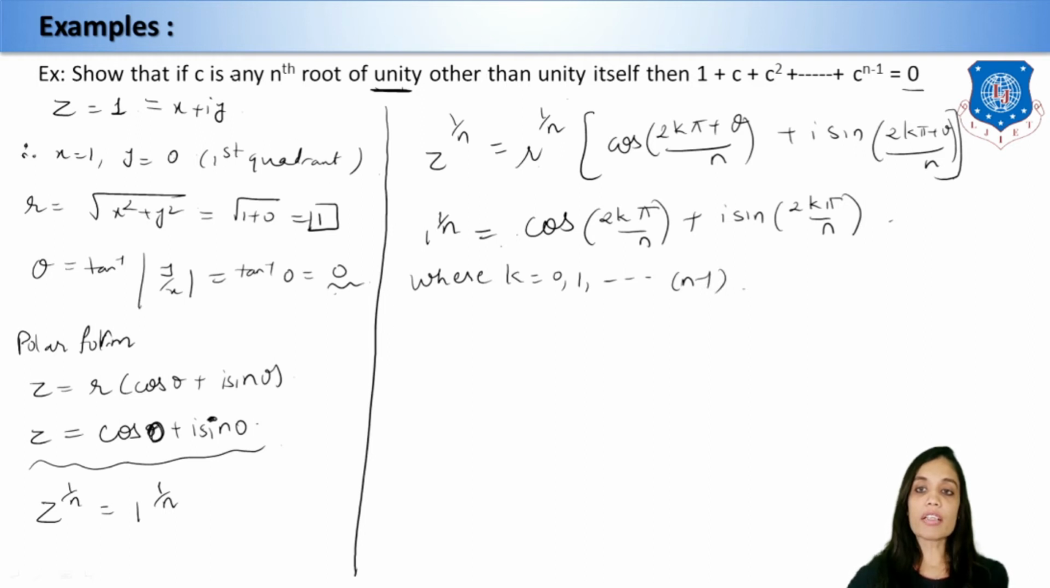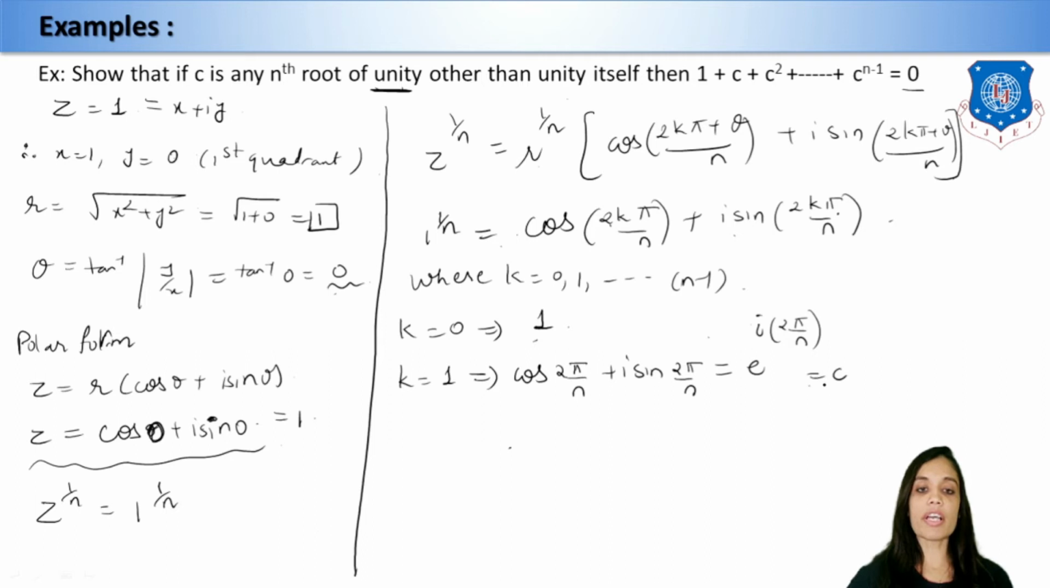So now we know that the roots of unity are denoted by c, right? So let us start finding the roots of unity. Now let us put the values of k from 0 to n minus 1 in order to prove this. So if I put k equal to 0, the answer will be 1. Now let us put k as 1. So here we will get cos 2π/n plus i sin 2π/n, and this can be written as e raised to i times 2π/n, and I will name this as c.